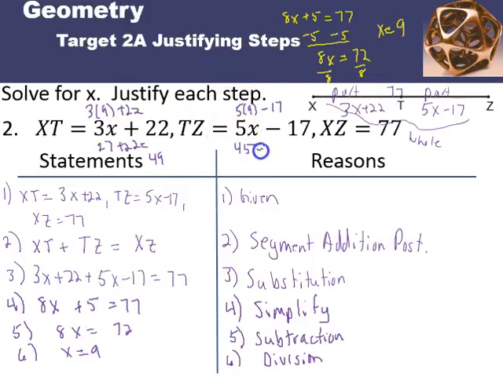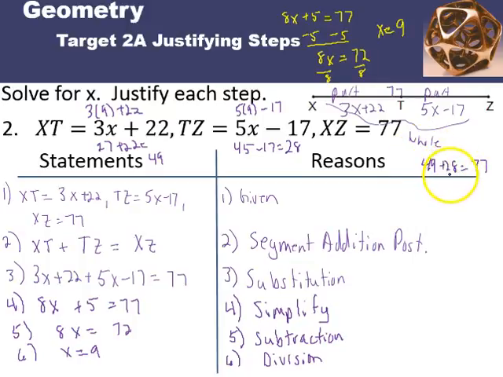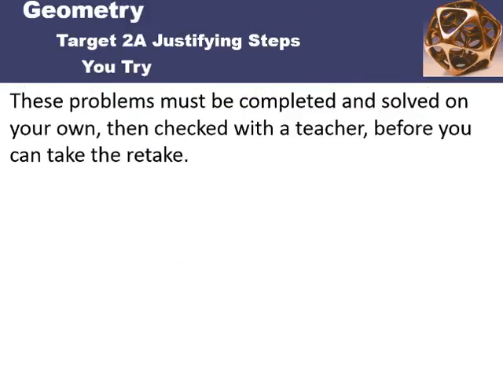45 minus 17. Well, 45 minus 10 is 35, and 35 minus 7 is 28. So let's see, what is 49 plus 28? 49 plus 28 is 77. 9 plus 8 is 17, carry the 1. 4 plus 2 is 6, plus the 1 that I carried is 7. So it checks out. And that's it.